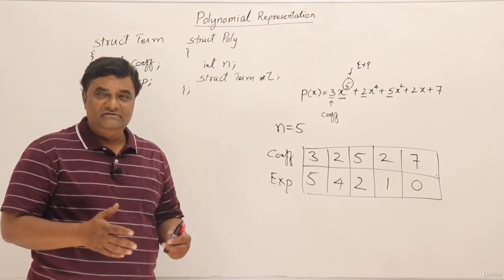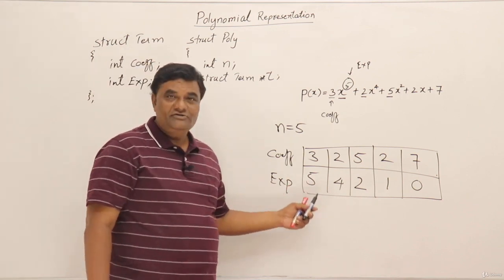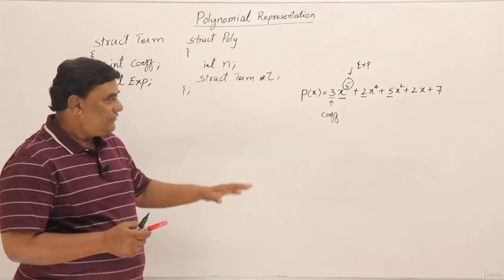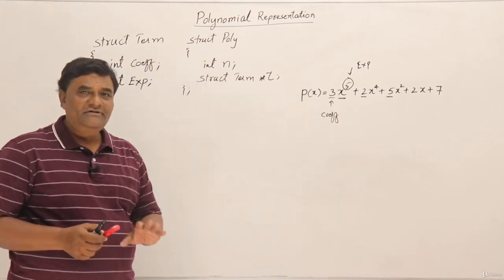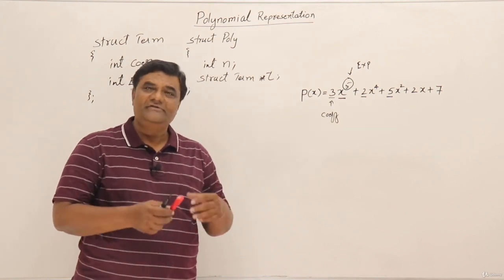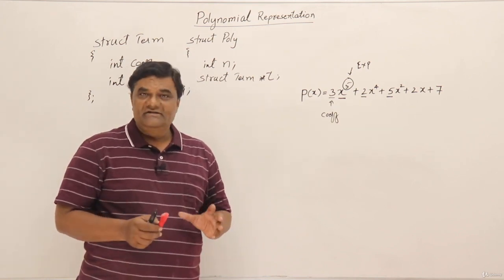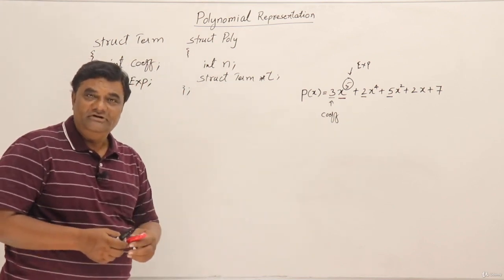Now let us learn how to write the program code for creating the representation of any polynomial. For creating the representation of this one, I will be writing the code. I will not write any function. In whichever function is suitable, we will put the code there. We are just concerned with how the code looks for creation or representation of this polynomial.